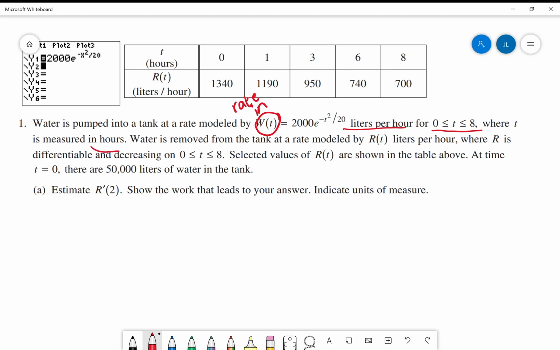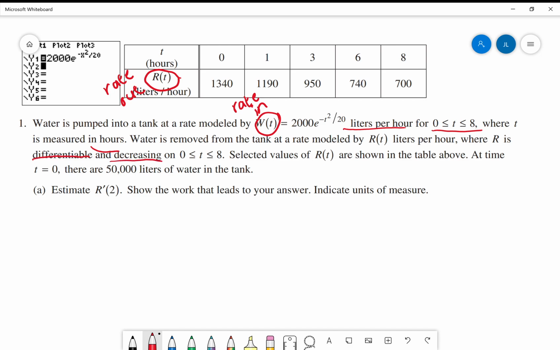Water is being removed from the tank at a rate modeled by R of T, liters per hour. R of T is not given to us in this question. However, if you look into the table above, we have specific values of R of T for different hours. So R of T is the rate out, and R of T is also differentiable and decreasing.